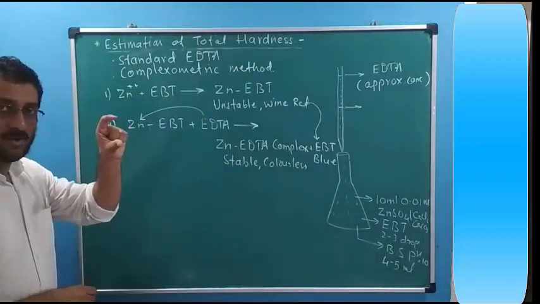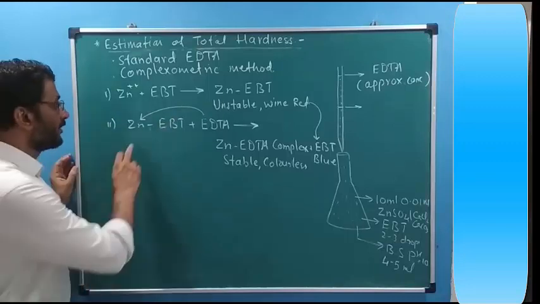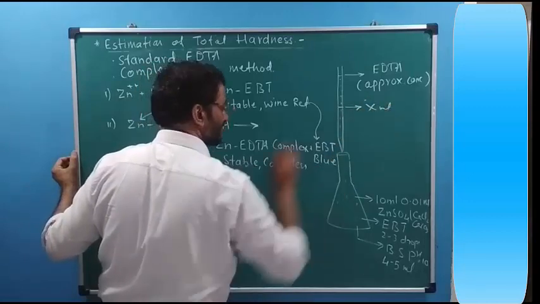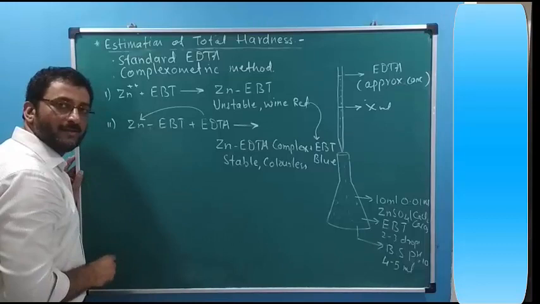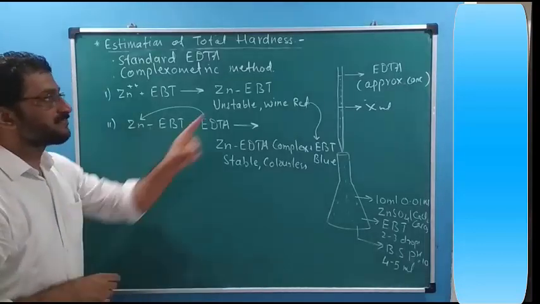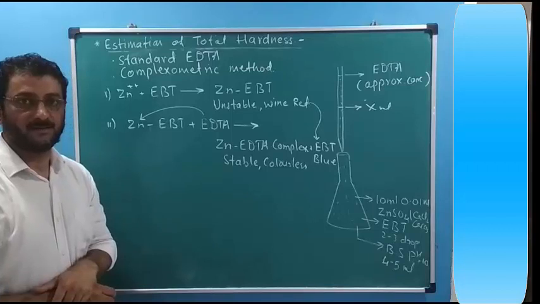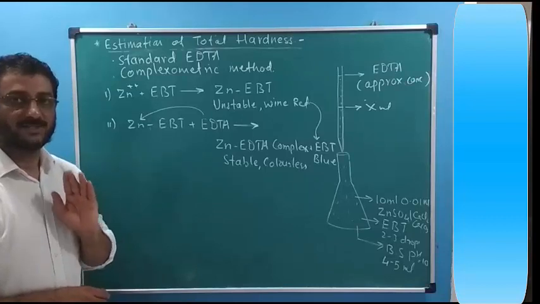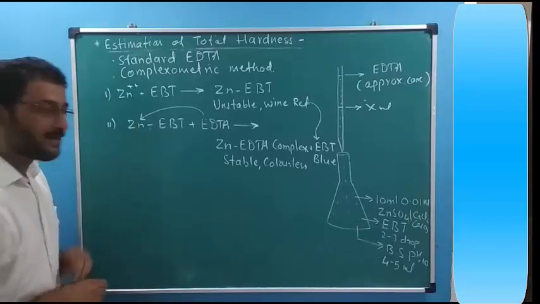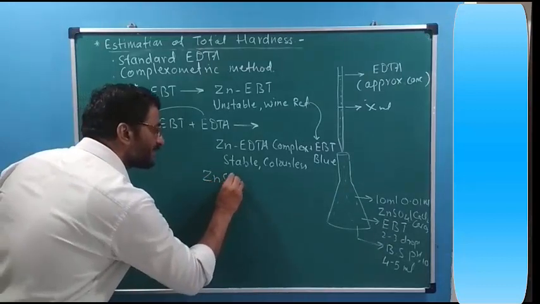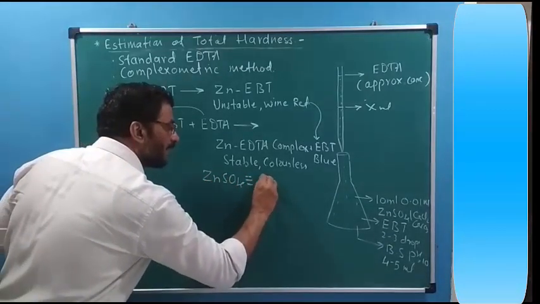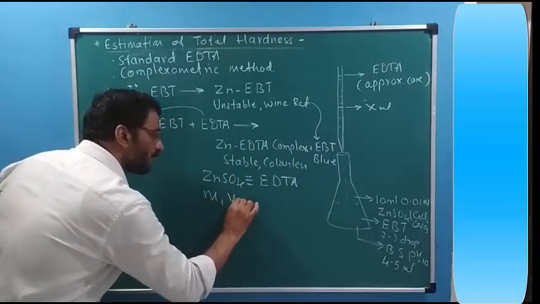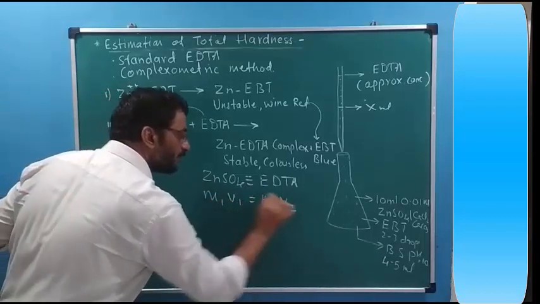Okay, and record what is the volume of EDTA required to consume all the zinc cations. Suppose it is X ml. CBR is X ml. From that X ml easily we can find out exact concentration of EDTA or exact molarity of EDTA. That is called standardization of EDTA. Okay, so what is the calculation part? It is titration of zinc sulfate against approximate concentration of EDTA. So M1V1 is equal to M2V2.